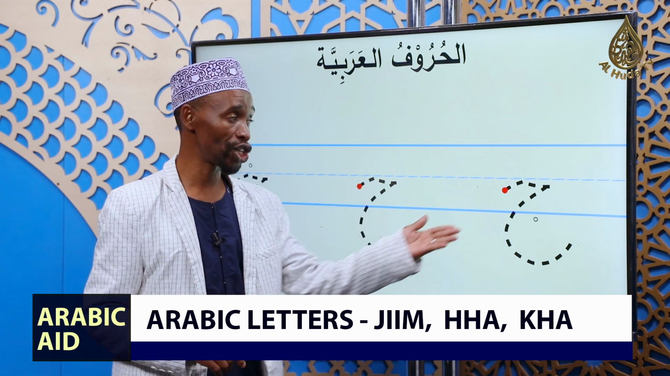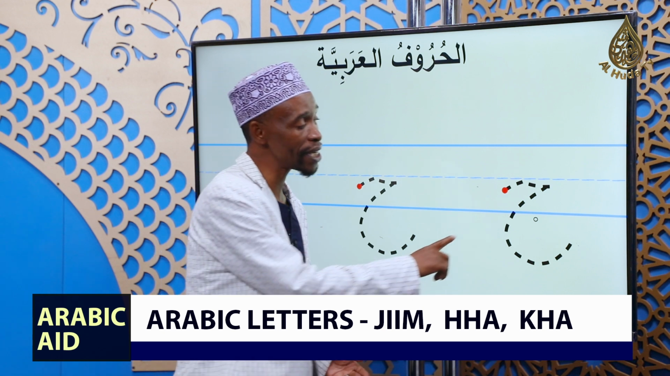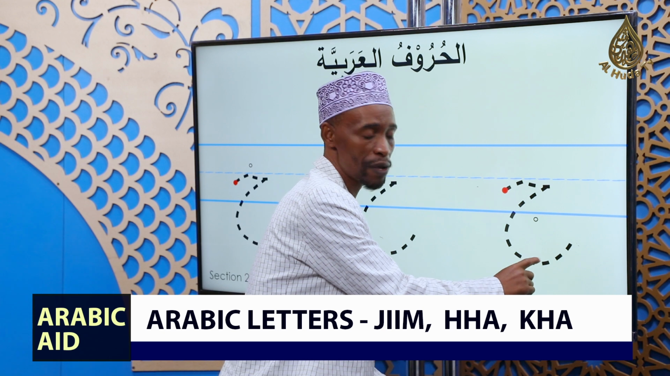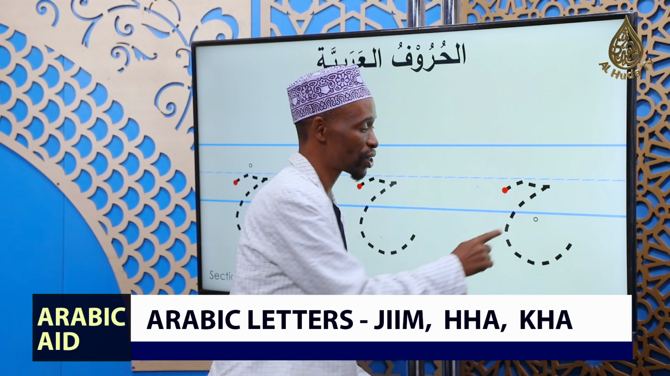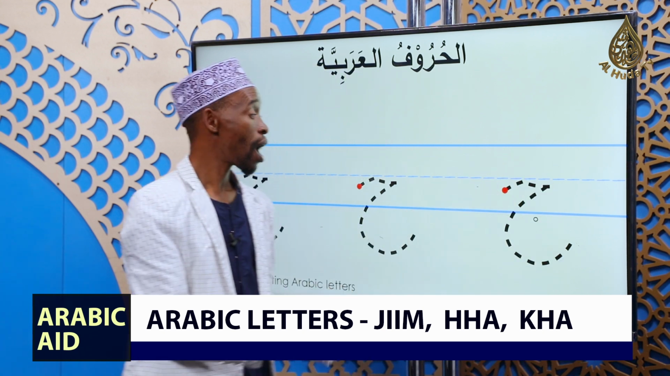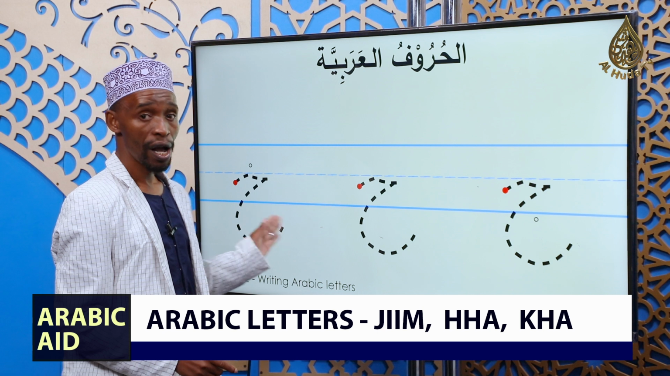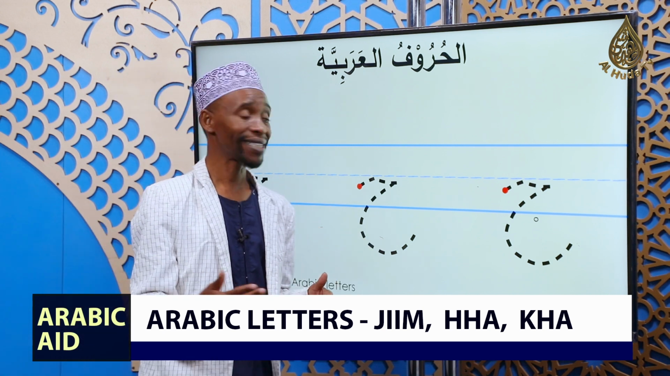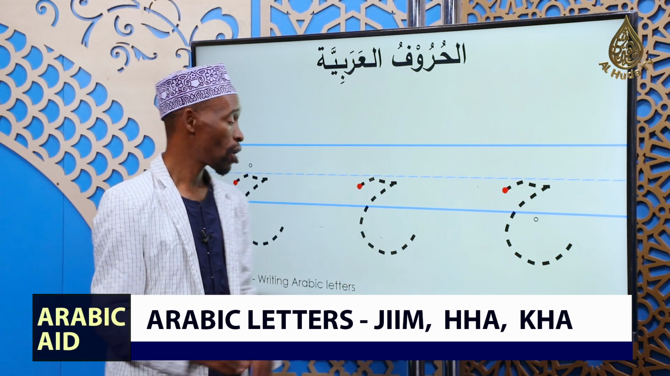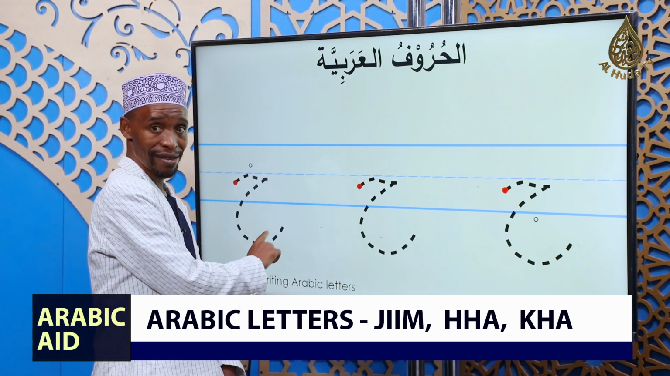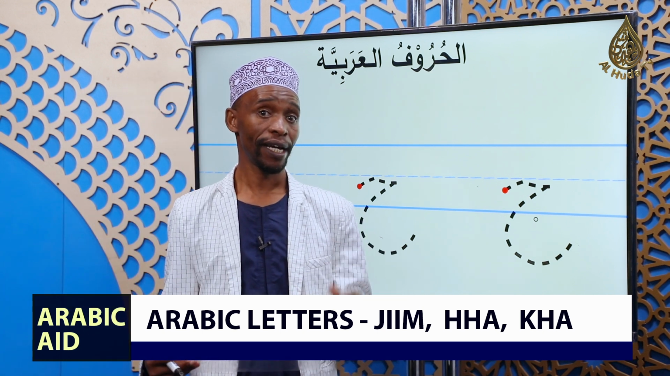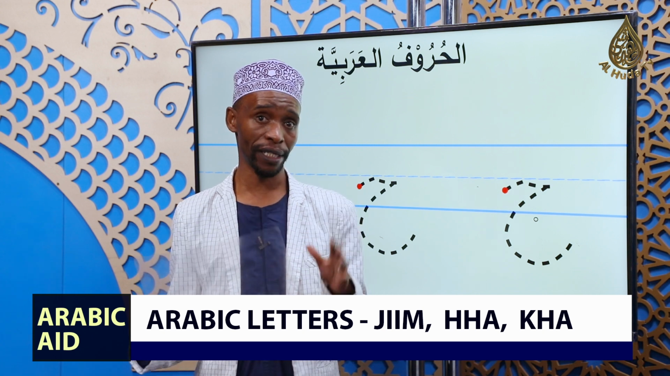So to write letter Jiim, we will start by making the shape, and then finally we put one dot in the middle. Hha and Kha are written the same, but Hha has no dot at all, while Kha here has a dot on top. Now, dear learners, let us write the letters practically.